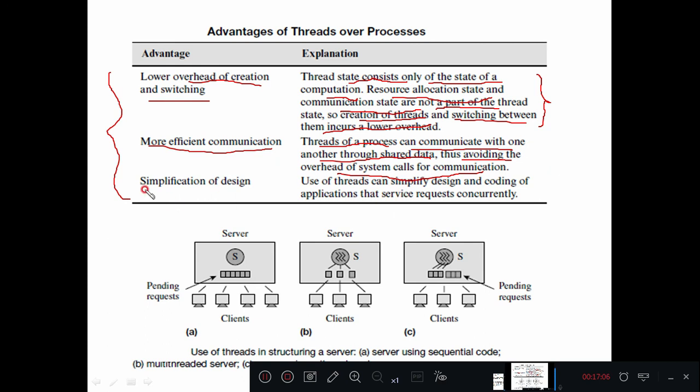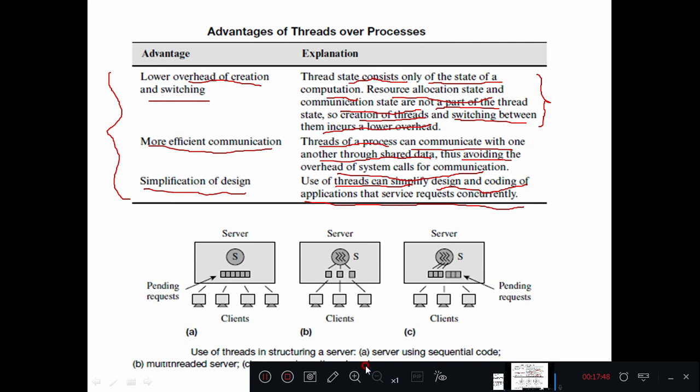And the third one, simplification of design. Use of threads can simplify design and coding of applications that service requests concurrently, right? So use of threads can simplify the coding of applications, right? If you compare the coding of an application using a concurrent process, that will be more complex compared to threads, right? So coding using threads is very simple and even time efficient, right? Because it is going to incur very little overhead.